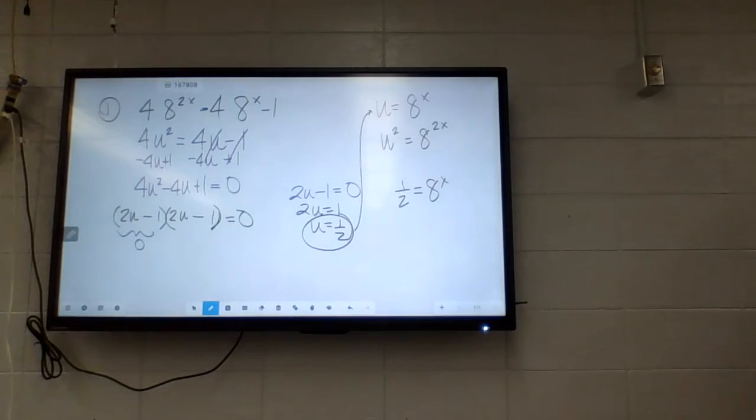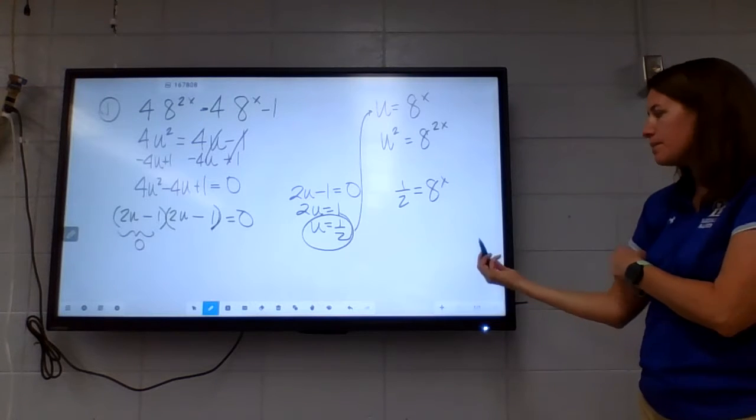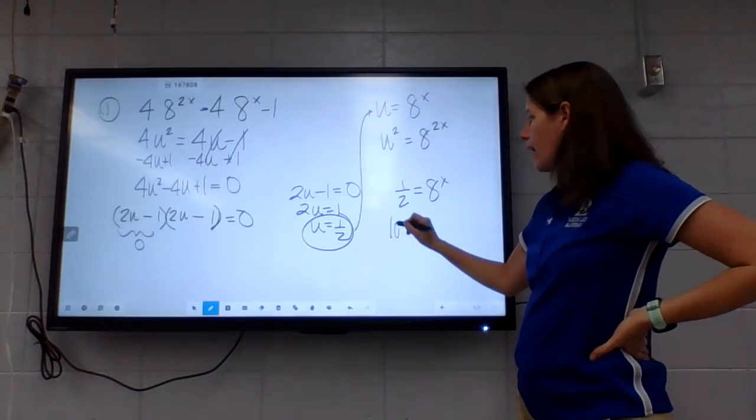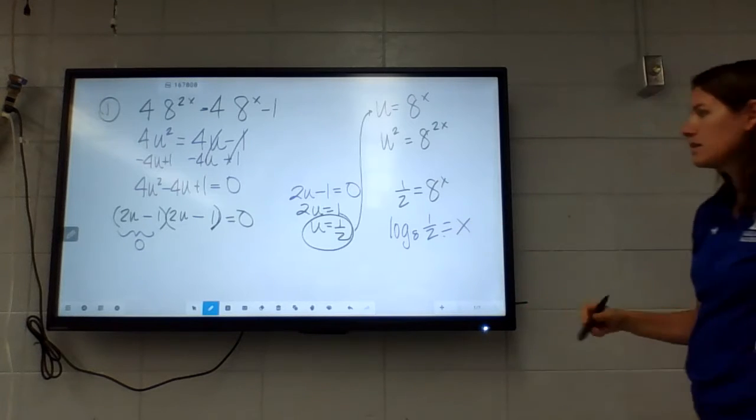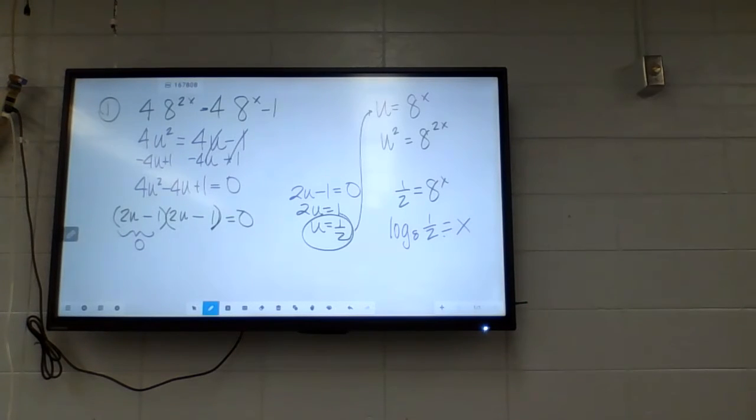When I'm solving for an exponent, I switch it to a logarithm. So log base 8 of 1/2 will give me my x. And that should give me, I believe it's 2/3 or something like that. 0.6 repeating, or no, it's negative 0.3 repeating.